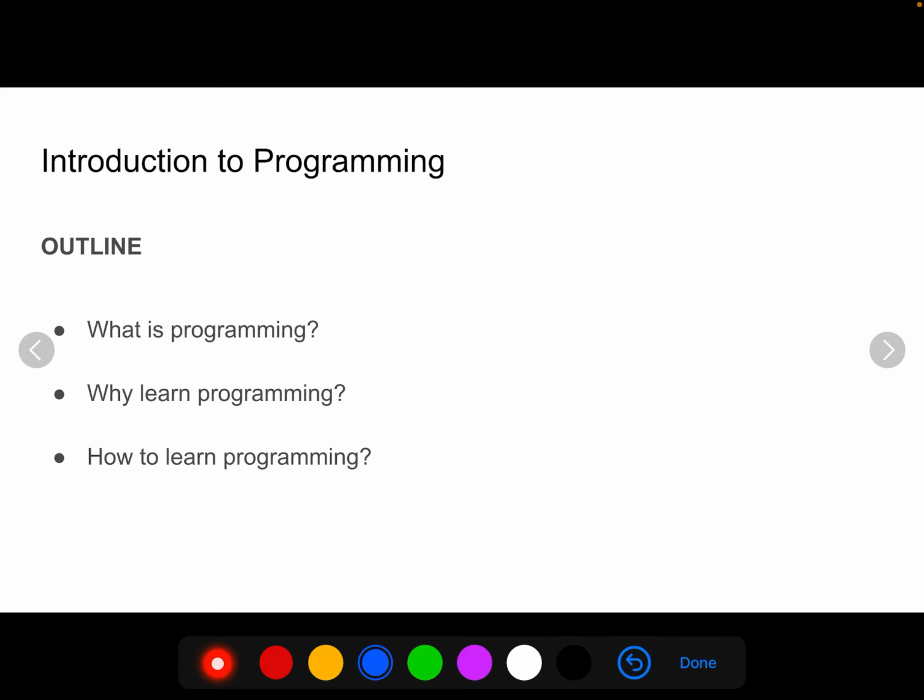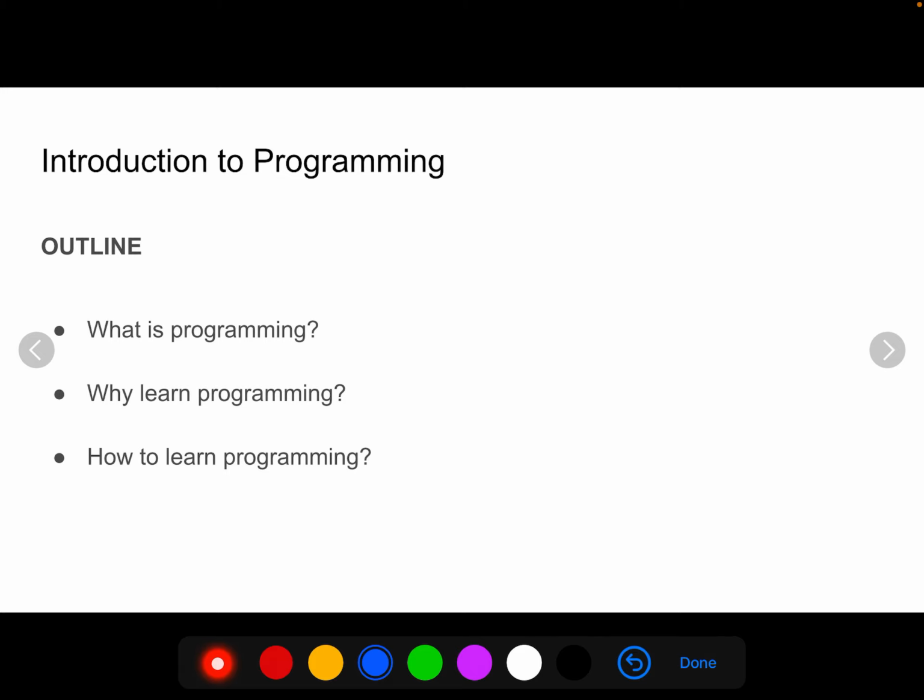We'll first look at what is programming, then why it is important to learn programming, and also how to learn programming. So I hope that this session gives you enough motivation to actively learn this course and also gives you excitement about your journey into programming. Okay, so let's get started.